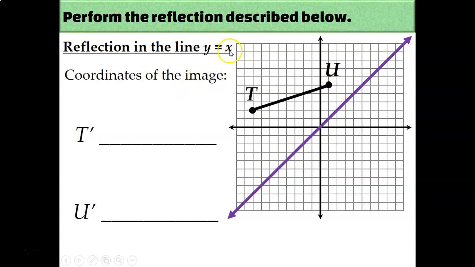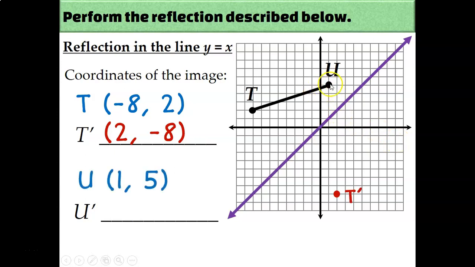Or, an easier way to think about this, instead of counting in this situation, the line of reflection actually tells you what to do to your points. It means make y your x and make x your y. T was the point -8, +2. So I'll just switch those around and make my y my x and my x my y. So the coordinates of T prime must be 2, -8. Same idea with U. U is the point 1, 5. But I need to switch that around because y is x and x is y. So U prime must be the point 5, 1, which is right here.